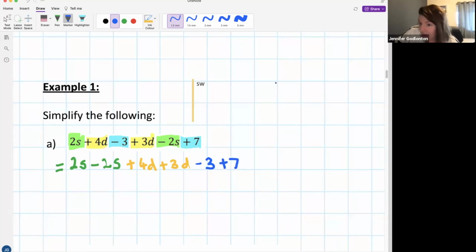Now you don't have to do this step if you don't want to. If you are able to jump straight into the next step, you are absolutely able to do that. Some people just find it easier to first group them together. Okay, so let's look through this step by step. What is 2s minus 2s?